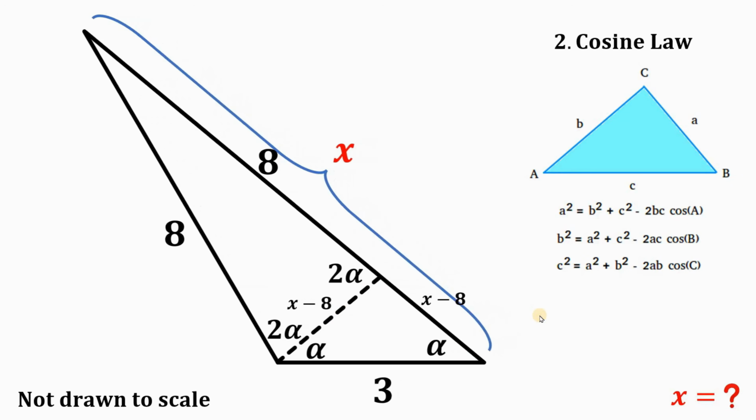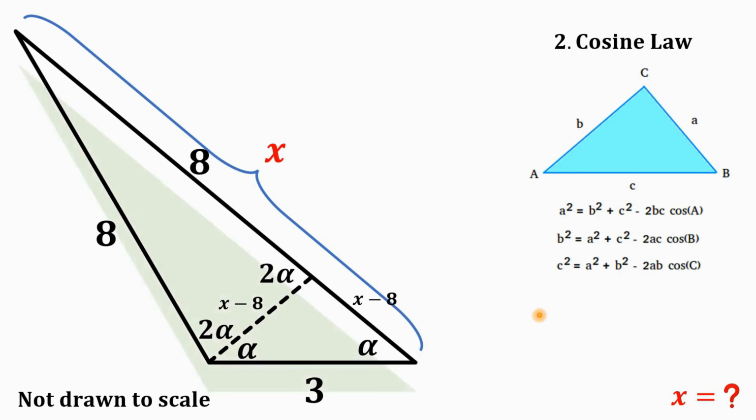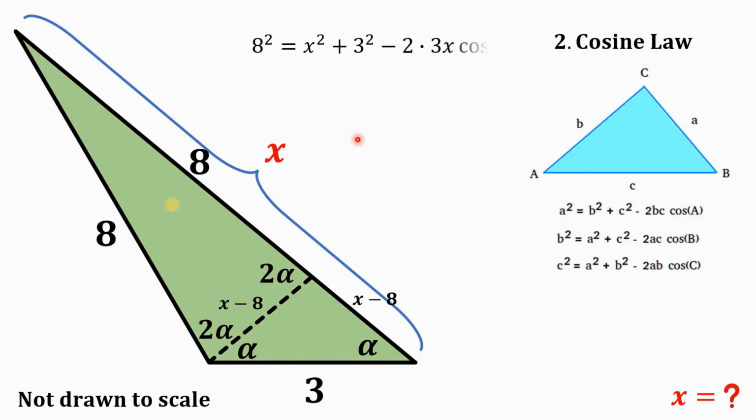So, using this triangle right over here, the biggest triangle, and using the law of cosines, we have 8 squared equals x squared plus 3 squared minus 2 times 3x times cosine of alpha. Now, if we want to solve for cosine alpha, we get that cosine alpha equals x squared minus 55 over 6x. Just manipulate this equation.